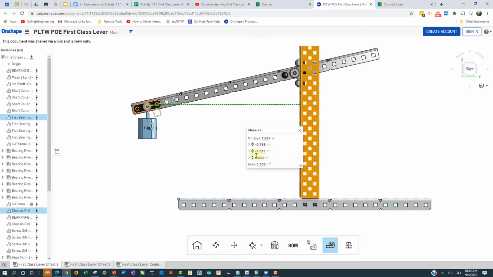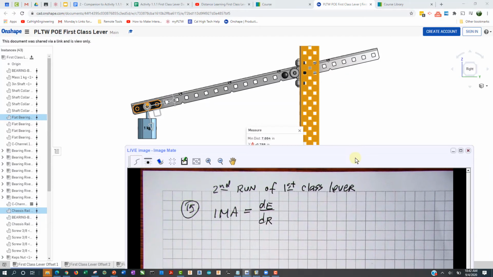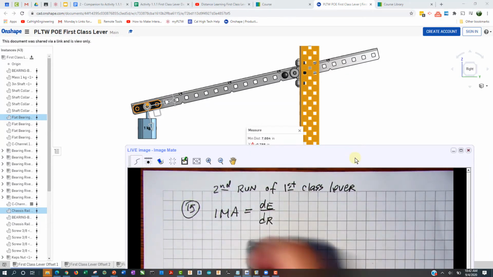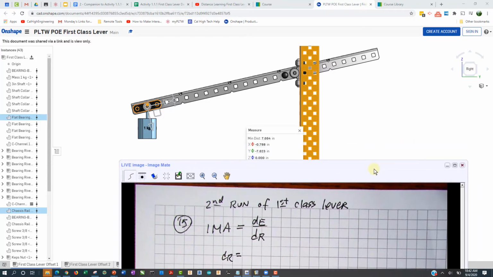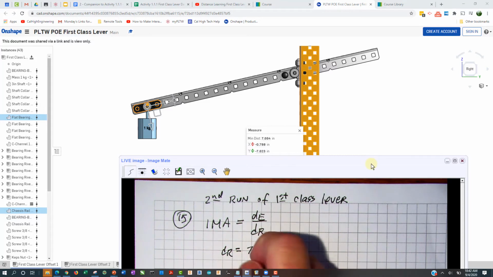That tells me that the distance in the y direction, so y is this way, back and forth, is about 7.6 inches. So that'll be what? That'll be d sub r, right? Because this is a resistance force. So let's come back here, and maybe I can put this down here. I think I just measured that d sub r is about 7.6 inches. Let's find out what d sub e is.